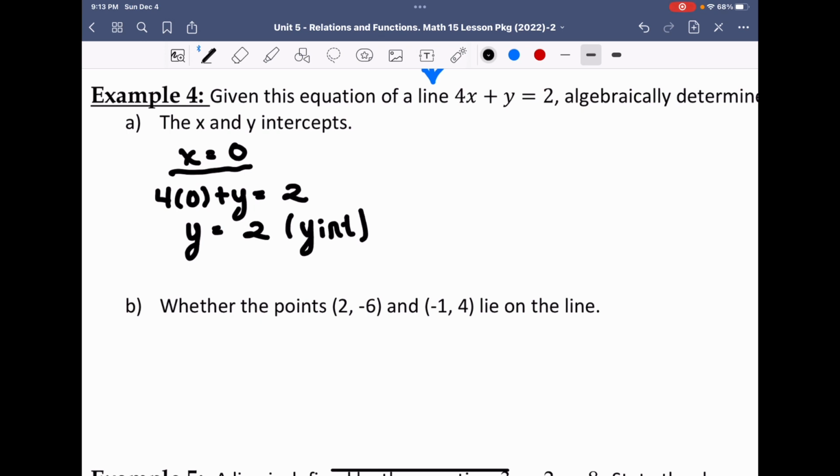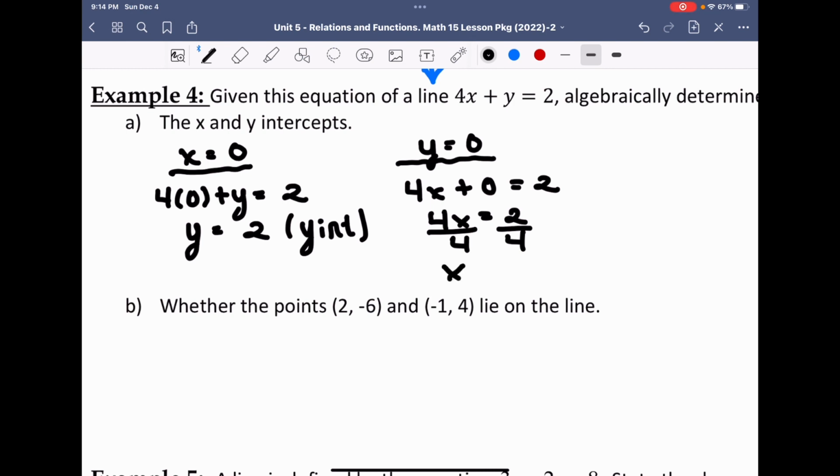If I want the x-intercept, I have to set y equal to 0. So the opposite variable. When I set y equal to 0, I get 4x plus 0 is equal to 2. 4x is equal to 2, and if I divide both sides by 4, I get x is equal to 2 over 4, or 1/2. And this is representative of our x-intercept.